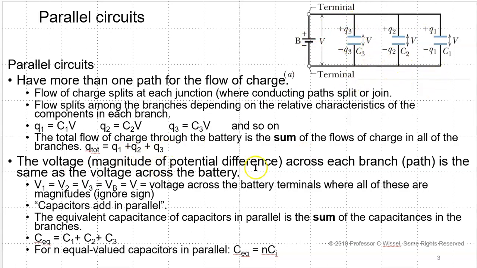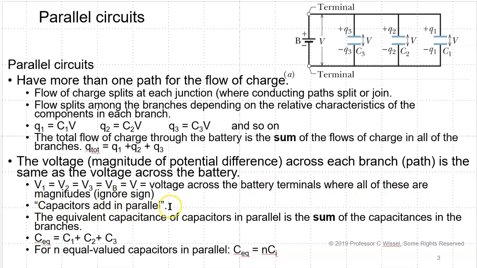The voltage, which is the magnitude of potential difference across each branch or path, is the same as the voltage across the battery, because this is one equipotential surface and that is another equipotential surface. This one is connected to the positive terminal of the battery, so all of this is positive, whatever the battery voltage is. This is the negative terminal of the battery. Okay, so V1 equals V2 equals V3 equals VB equals V. That equals the voltage across the battery terminals, where all of these are magnitudes. We're going to ignore signs.